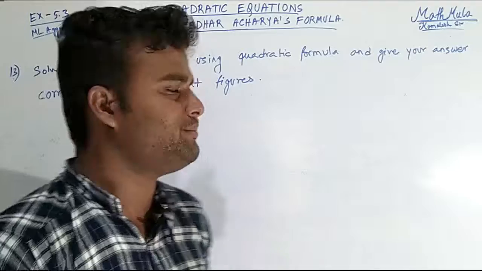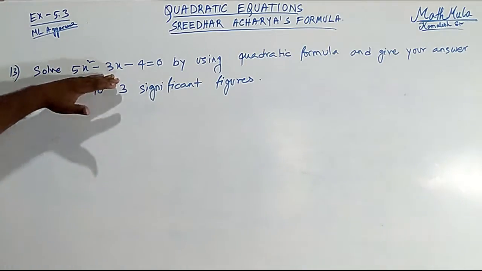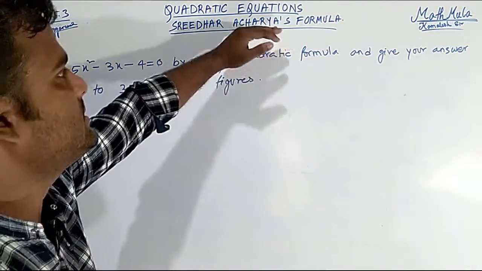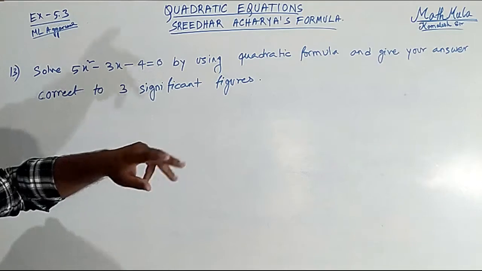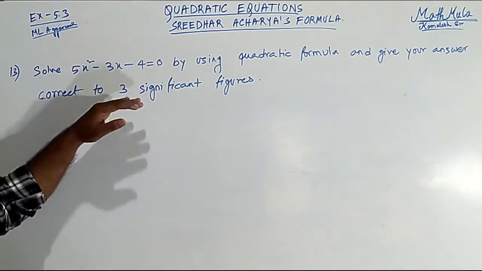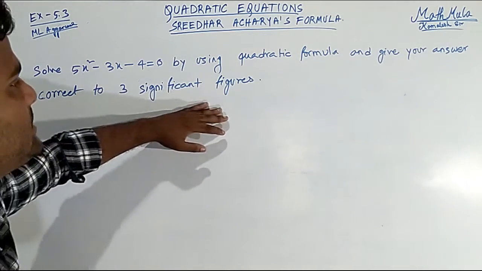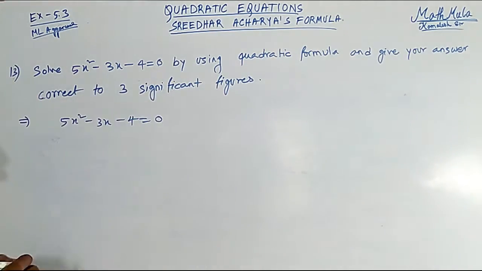Now we solve sum number 13. Solve 5x square minus 3x minus 4 equals to 0 by using the quadratic formula and give your answer correct up to three significant figures. Now similarly we solve this sum by the quadratic formula, that means Sridharacharya's formula, and give the roots correct up to three significant figures, that means three decimal places. Three significant figures and decimal places are the same thing. This is the given equation.